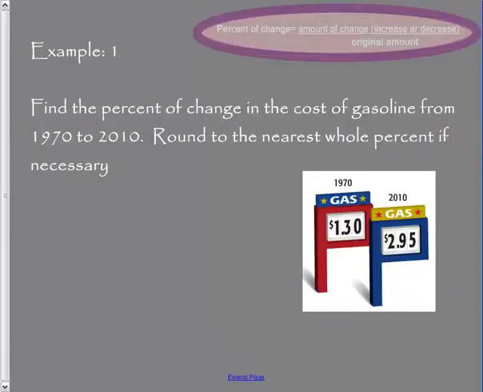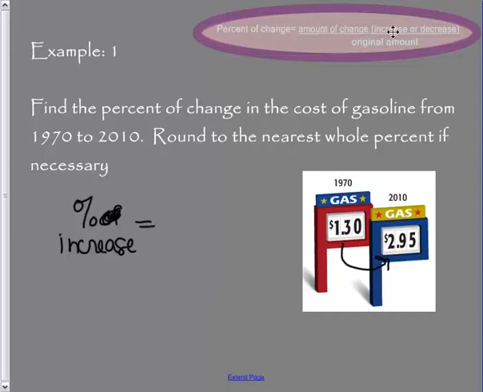Okay, so let's look at an example. Find the percent of change in the cost of gasoline from 1970 to 2010. Round to the nearest whole percent if necessary. Okay, so to find the percent of change, we need to first think, is this an increase or a decrease? From 1970 to 2010, it's a percent of increase, okay? We don't need that "of". So it's a percent increase.